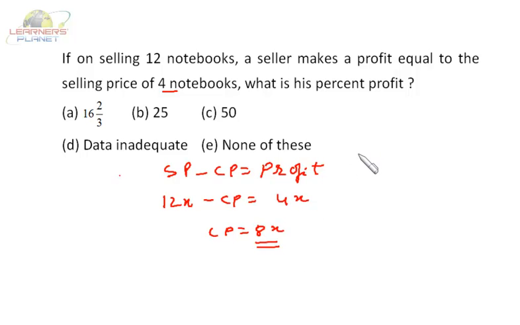That means SP by CP. Now SP of 12 notebooks is 12x and CP of 12 notebooks is 8x. It's 3 by 2, that means 1.5. That means 50% profit. I hope your answer is matching with mine.